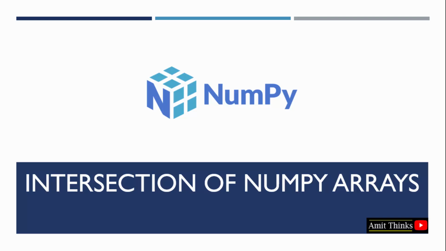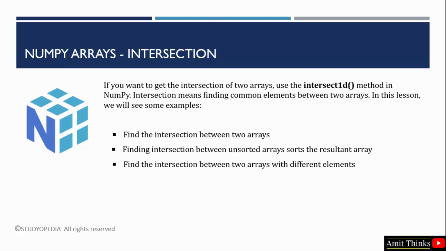In this lesson, we will learn how to get the intersection of two arrays. For that, we will use the intersect1d method, and we will also work around some examples. At first, we should know what is intersection. Intersection means finding common elements between two arrays. So you can easily do that using the intersect1d method. We will see some examples.